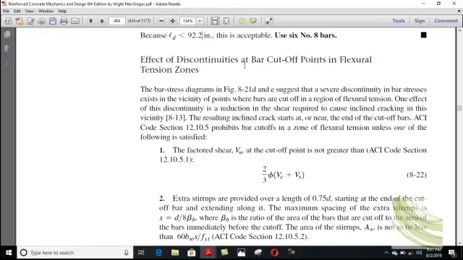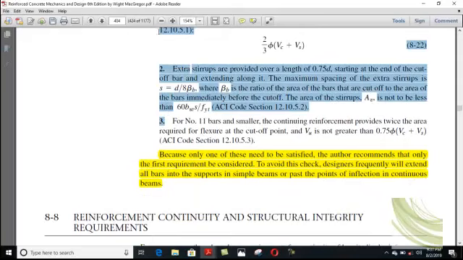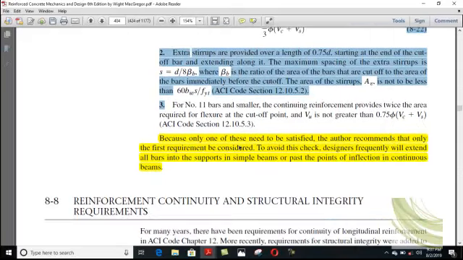This is the effect of discontinuities at bar cutoff points and flexure triangle. I already mentioned a lot of things about this topic. I already mentioned that we will use these 3 checks, and one must be satisfied. So we did this in the coming example.